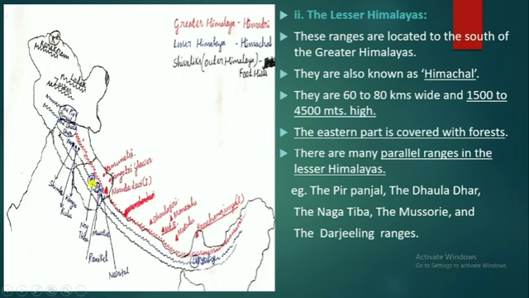Nag Tiba means Uttarakhand. Nanda Devi, Uttarakhand. Nag Tiba, Uttarakhand. Nag Tiba, I have written here. Here it is also one of the mountain ranges. Next, the Mussoorie. The Mussoorie here, I have written. This is also one of the mountain ranges.